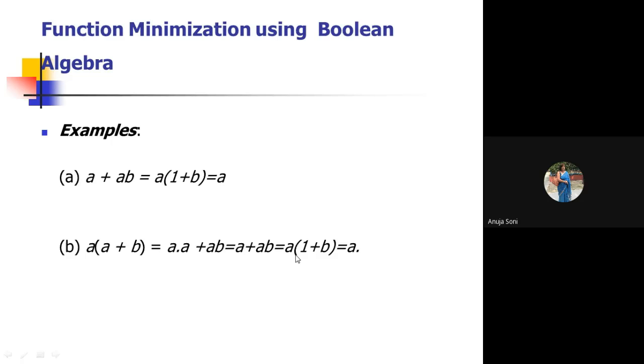A will be taken common: a into 1 plus b. 1 plus b will be equal to 1. A into 1 will be equal to a. Ultimately, we got the result. We got the simplified version as a. So do remember this thing: as and when we simplify a Boolean expression, on the right hand side within parentheses, we have to keep on mentioning the reason, that is, which Boolean identity we have used in order to reduce a given example. We have to mention that side by side.